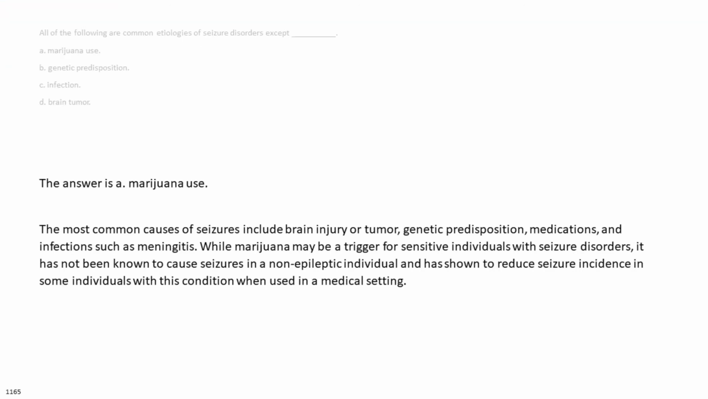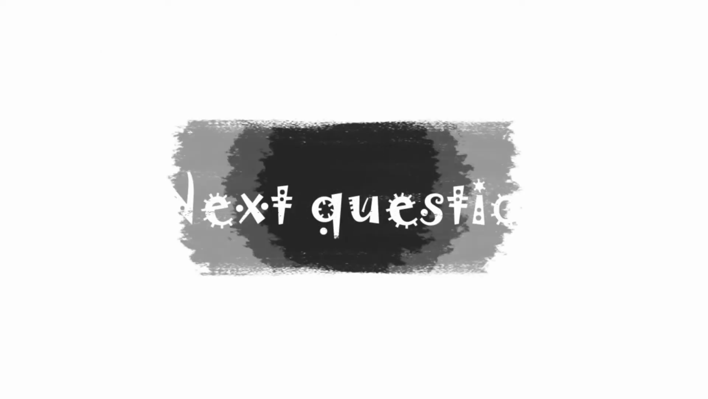The answer is A. Marijuana use. The most common causes of seizures include brain injury or tumor, genetic predisposition, medications, and infections such as meningitis. While marijuana may be a trigger for sensitive individuals with seizure disorders, it has not been known to cause seizures in a non-epileptic individual and has shown to reduce seizure incidence in some individuals with this condition when used in a medical setting.